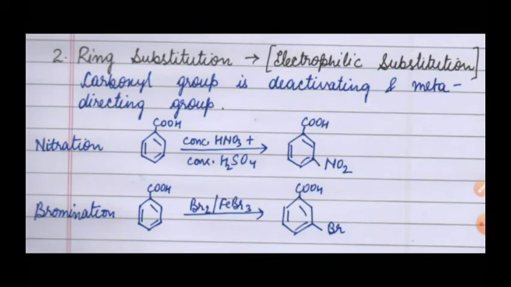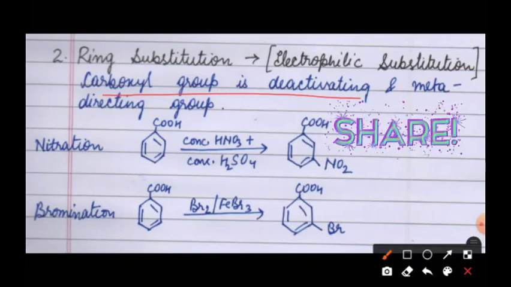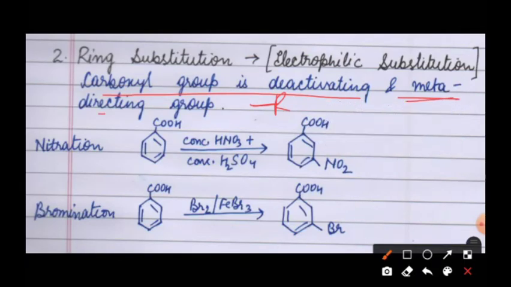Now let us see the last reaction. This is ring substitution or electrophilic substitution reaction, and you need to remember that the carboxylic group is a deactivating group due to the minus R effect, and it is a meta-directing group. So here 2 reactions are given, nitration and bromination. In nitration, the NO2 group will be added at the meta position, and in bromination the Br group will be added at the meta position.